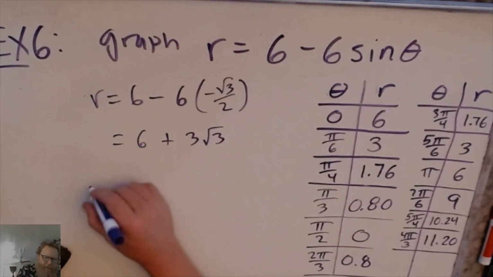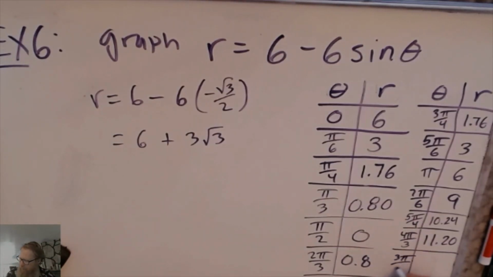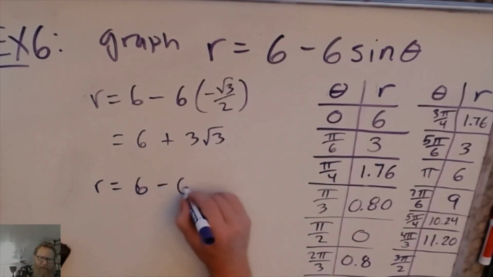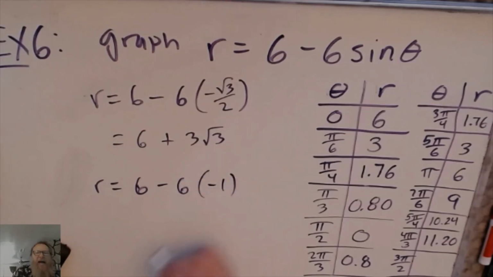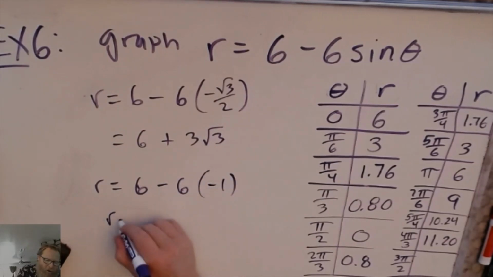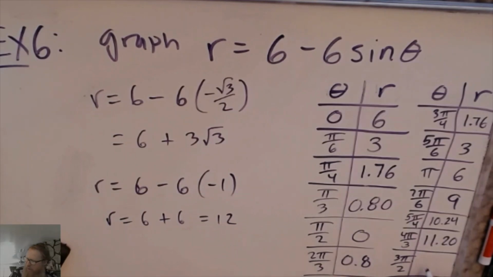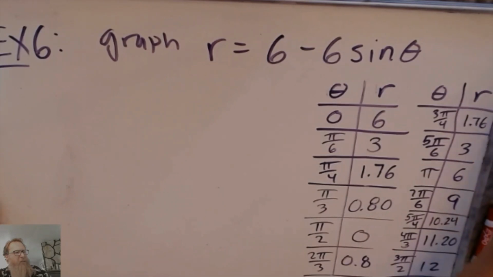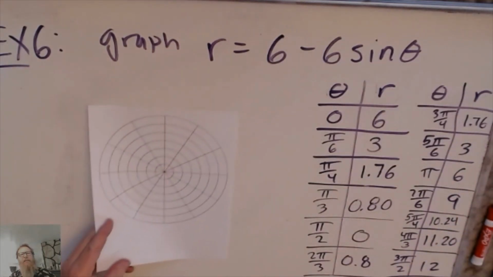All right, and then I think I only have room for one more, and we'll have to start graphing 3 pi over 2. So 6 minus 6. Sine of 3 pi over 2 is negative 1. That's going to be our largest R value, which will be 12. I don't have a big enough piece of polar paper to go all the way to 12. So we'll have to do some clever adjusting of our scale so that I can get to 12.